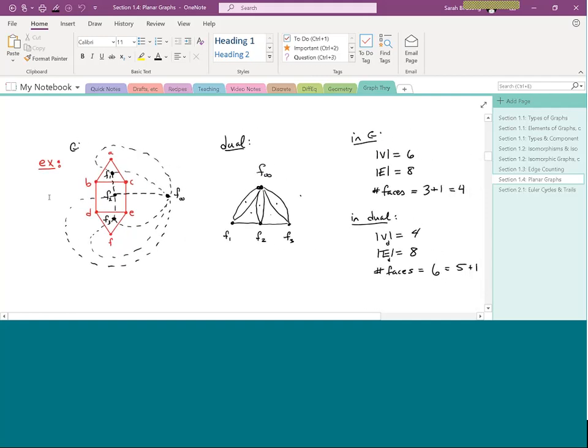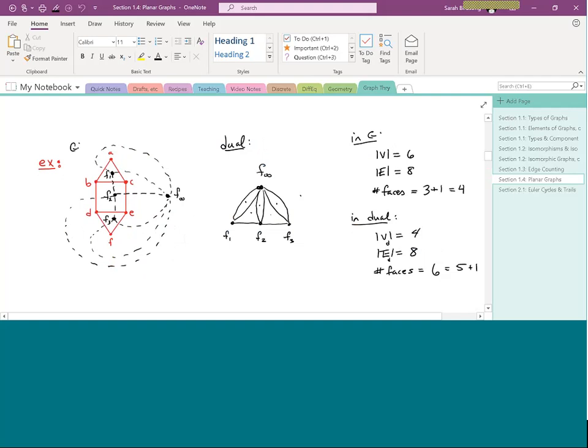One of the things to notice here is the count in terms of the number of vertices, the number of edges, and the number of faces. This will be a big deal later on, but right now it's just the bare minimum in terms of the relationship. Notice for the dual, because you convert each face into a vertex, the number of faces in the original graph is the same as the number of vertices in the dual.